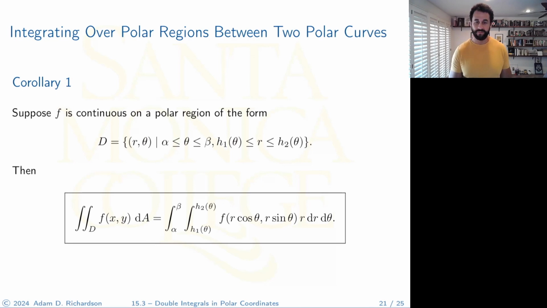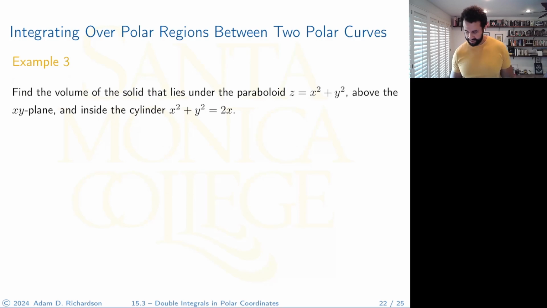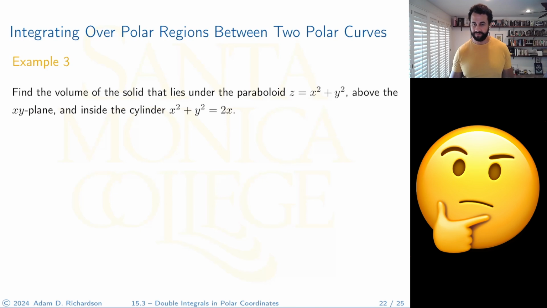Okay, here we go. This one might be a little bit of a challenge, but I'll leave it to you to think about for a minute at least. So find the volume of the solid that lies under this paraboloid, above the xy plane, and inside this cylinder. So just think about this one for a minute.